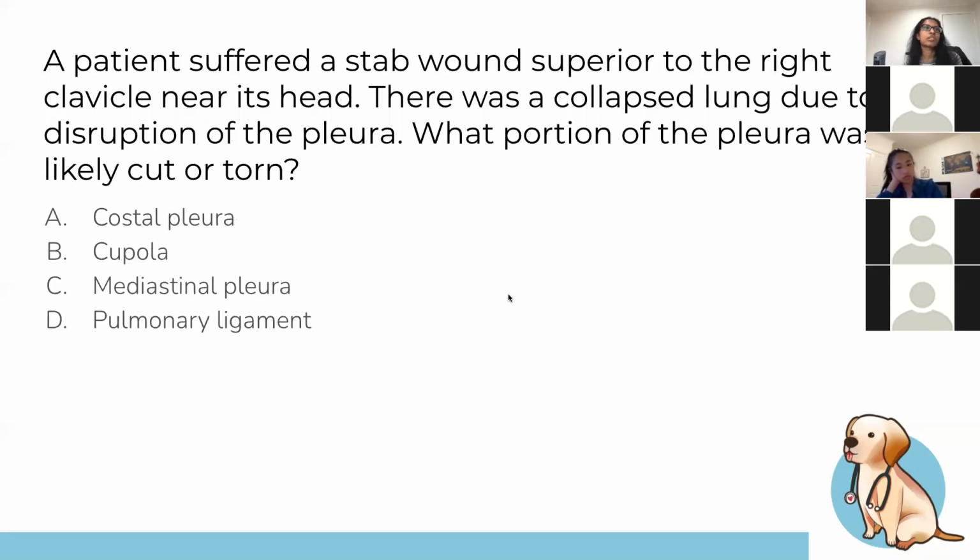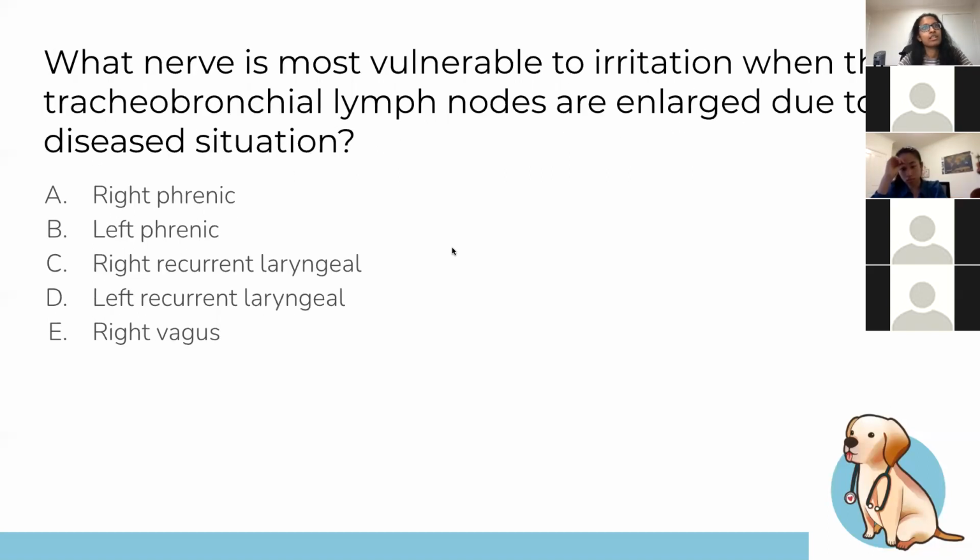All right, one more thing. So you've got a stab wound that's superior to the right clavicle. So the clavicle, remember, is that collarbone over here. What part do you think is going to be superior in terms of the pleura? And we're mainly talking about just the pleura in this case. So it'll probably be the parietal pleura, but what part of the pleura is going to be cut or torn? Any ideas? Yeah, the cupola, which is also known as your cervical pleura. Yeah, easy.